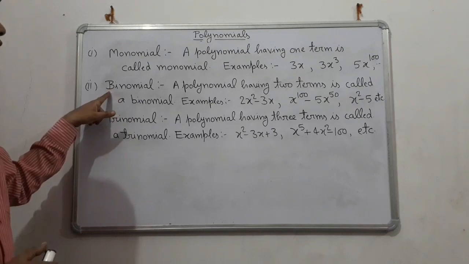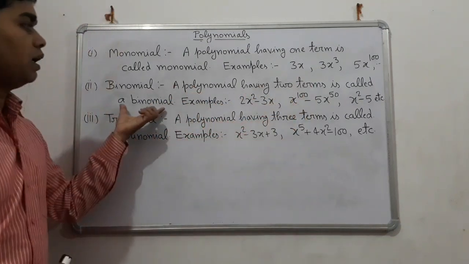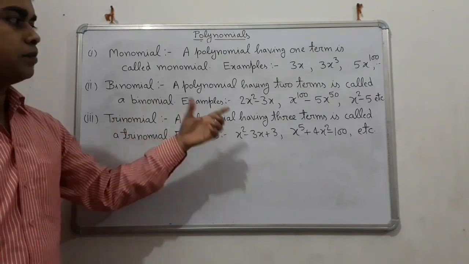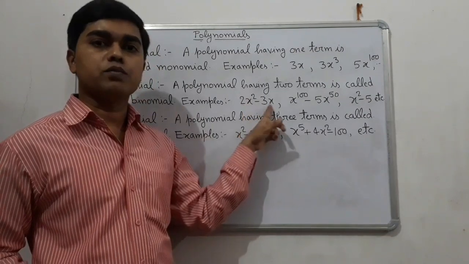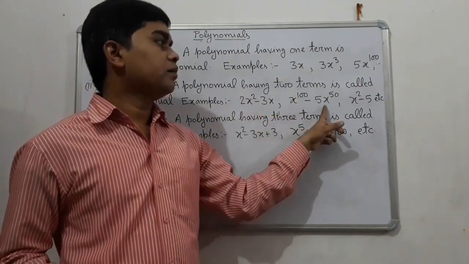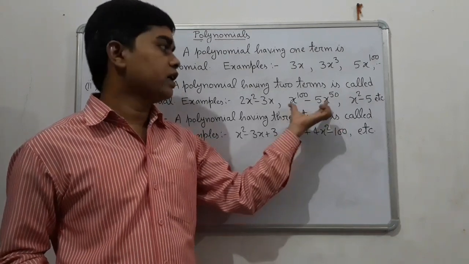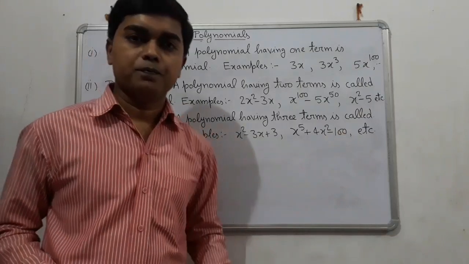Second is binomial. A polynomial having two terms is called a binomial. Example: 2x square minus 3x. See here we have two terms. So that's why this is a binomial. x to the power 100 minus 5x to the power 50. Again we have two terms. So that's why this is a binomial. x square minus 5. Again two terms.